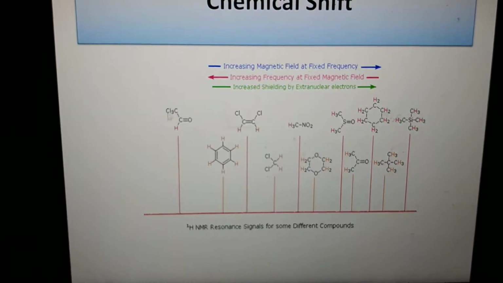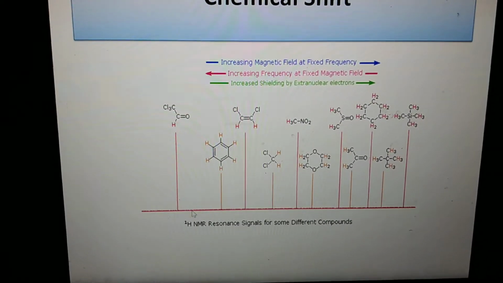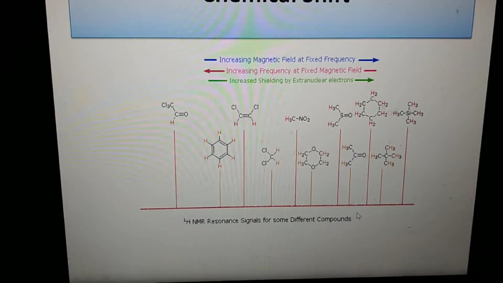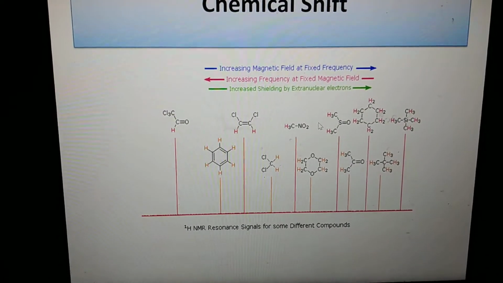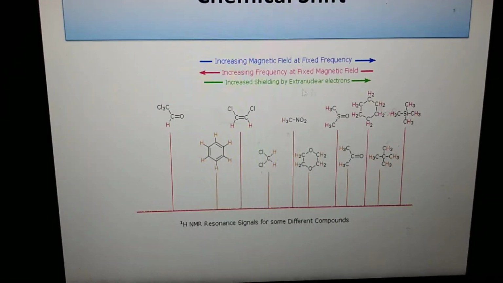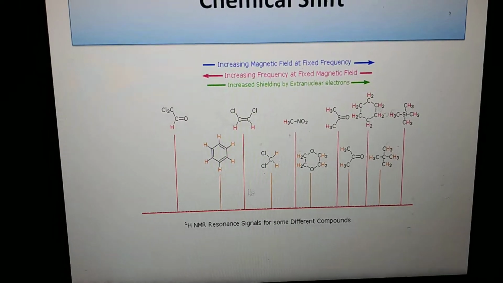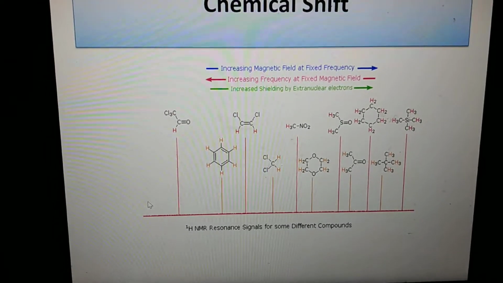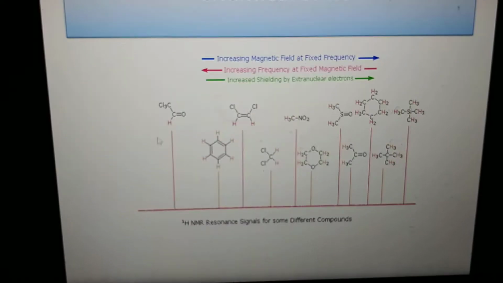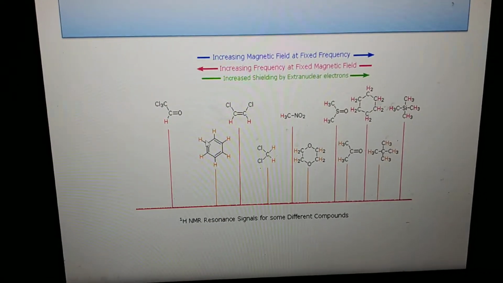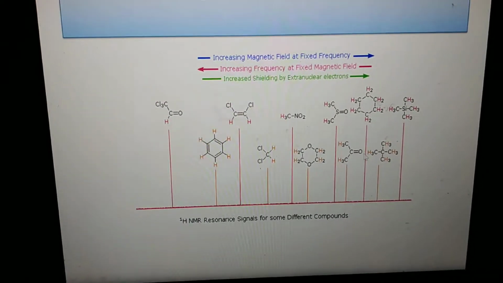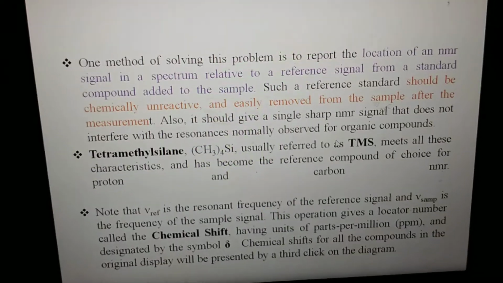If you see here, for the aldehyde, this is the shielded region and this is the deshielded region. I have represented this with arrows: this is the shielding, this is the deshielding. All the CHO and acid protons and the aromatic protons arise in the deshielding region, while aliphatic protons appear in the shielded region.